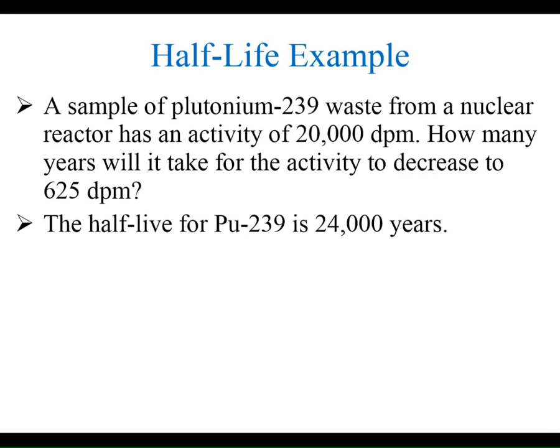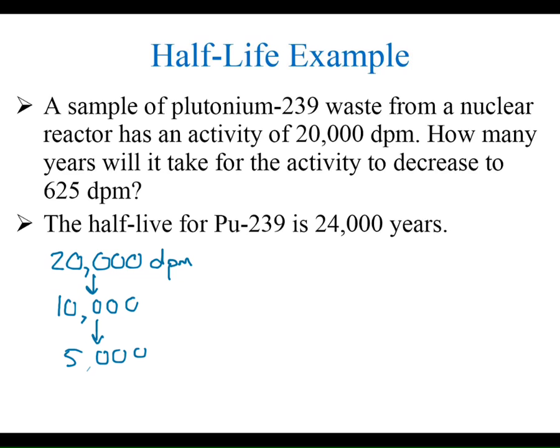So I start off with 20,000 DPM. After one half-life, how much will I have left? 10,000. Half, 10,000. After another half-life, how much will I have left? 5,000. After another half-life, how much will I have left? 2,500. Okay. Keep going over here.